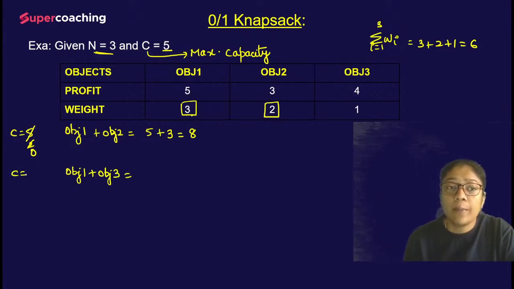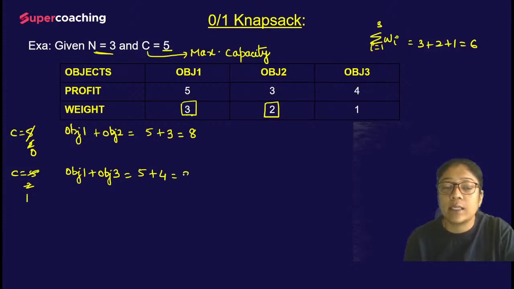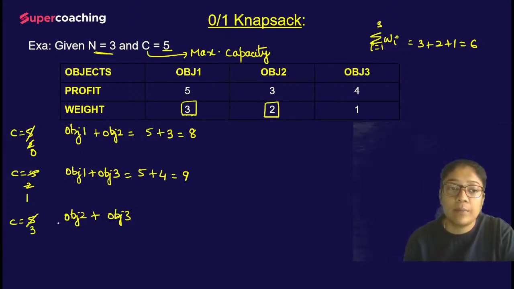Yes. So here the capacity was 5. As soon as you took object 1, capacity becomes 2, and as soon as you took object 3, capacity becomes 1. In this case, we are getting a profit of 5 plus 4, that is equal to 9. Another possibility is you can take object 2 and object 3. In this case, the capacity is 5 minus 2, that comes out to be 3, minus 1 comes out to be 2. Still the remaining capacity is 2. We cannot take object 1 along with objects 2 and 3.